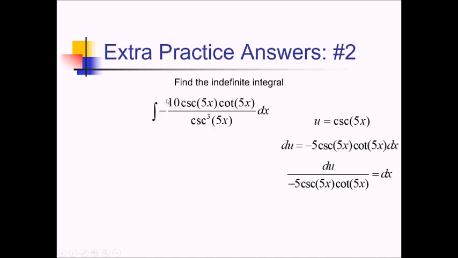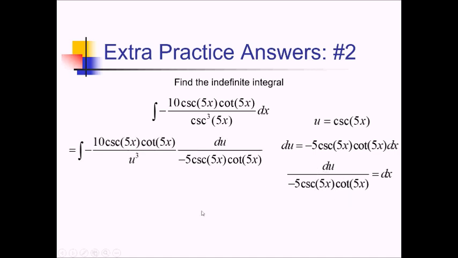I can write this as -10 cosecant of 5x, cotan of 5x, all over, and now this is going to be just u to the third power. Over here, instead of dx, we have this crazy du over expression. And what can we cancel out here? Well, we can cancel out the cosecant of 5x and the cotan of 5x. -10 over -5 gives us 2, so we have a 2 over u to the third power, which I could rewrite if I wanted to as 2u to the -3, and then that du is still hanging around.